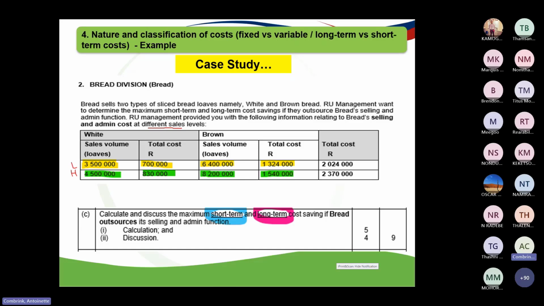So I want to know, is there a student that can maybe tell me what kind of question are we looking at? Why am I giving you this different sales volume information? Yes, please go ahead, Sarina.